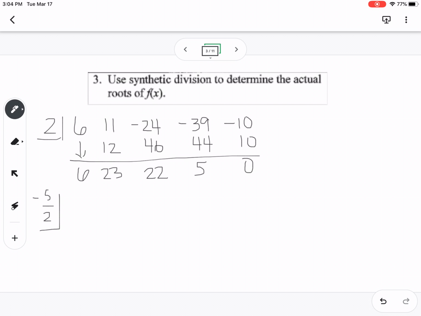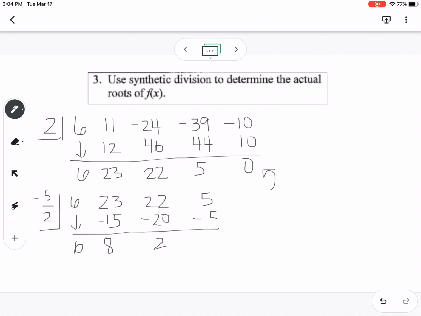Then we'll plug in -5/2. And we have, again, using the previous function, 6, 23, 22, and 5. Bring this down. We got 6. 6 times -5/2 is -15. Bring this down. We get 8. That gives us -40/2, which is -20. Bring that down. We get 2. 2 times -5/2 is -5. Remainder of 0. Very nice.